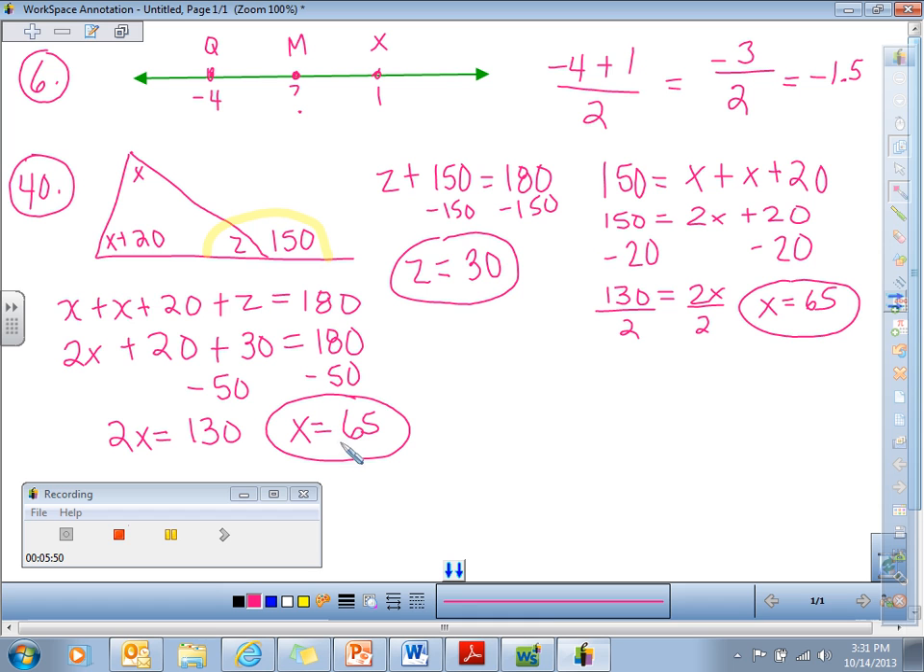Those ways would work. Or if you solve for X first, you could plug that back in to solve for Z, whichever way you want to do it. But I want to make sure, just in case they don't ask you for this angle, you know that the exterior angle is equal to the sum of the two remote interior angles.